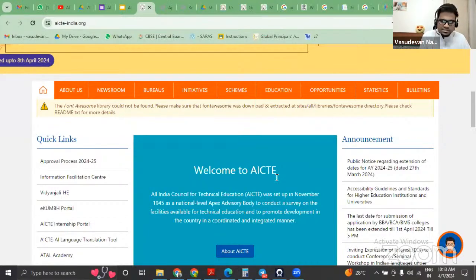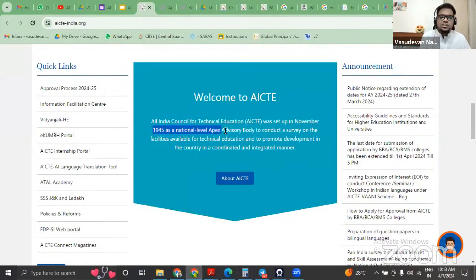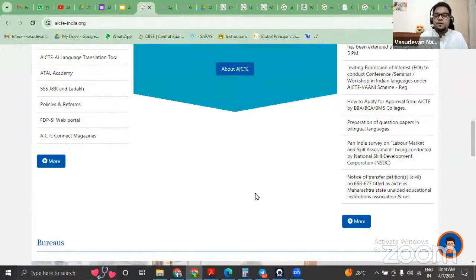It actually got established in the year 1945 as a national level apex advisory board to conduct a survey on the facilities available for technical education. Since 1945, this was operating as a standalone body, but over a period of time, once the education policy got framed in the year 1986, this became one of the major departments to approve the courses in various schools, universities and colleges. So that's how AICTE got formed.